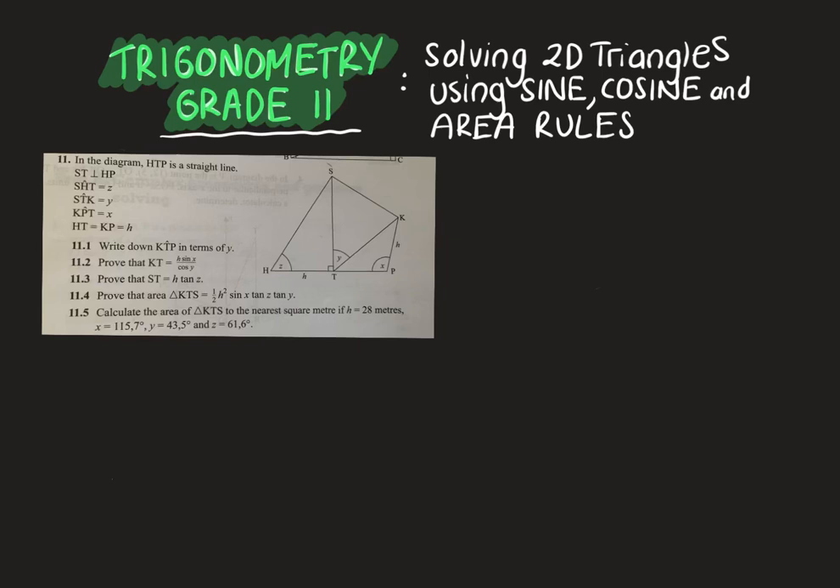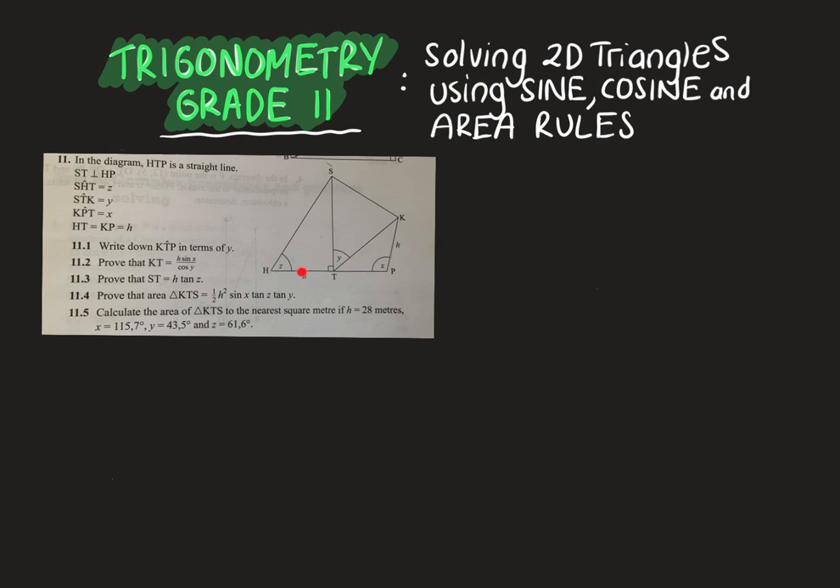Today we are dealing with another more difficult example, solving for 2D triangles using your sine rule, area rule, and cos rule. Looking at this question 11, in the diagram, HTP is a straight line. ST is perpendicular to HP, so 90 degrees. Then we have SHT equals Z, STK equals Y, KPT equals X, and then HT equals KP, which equals H.